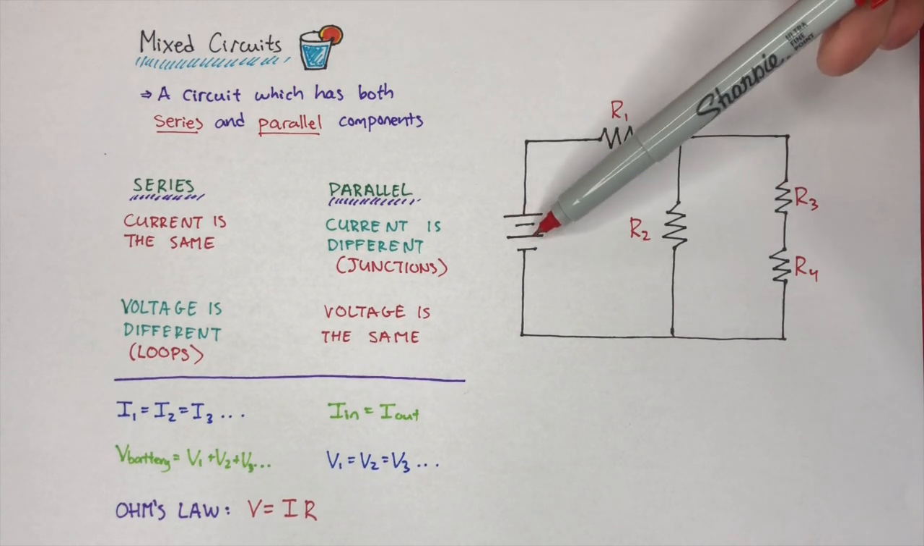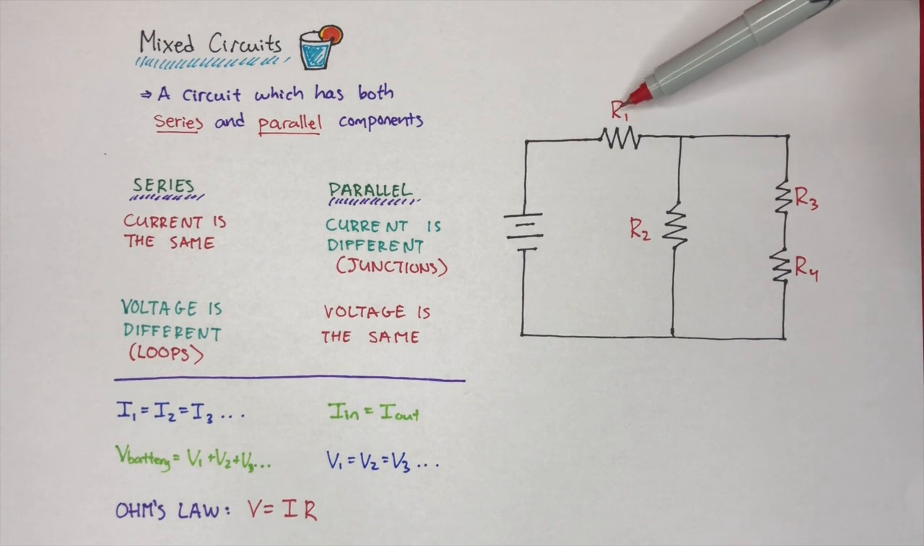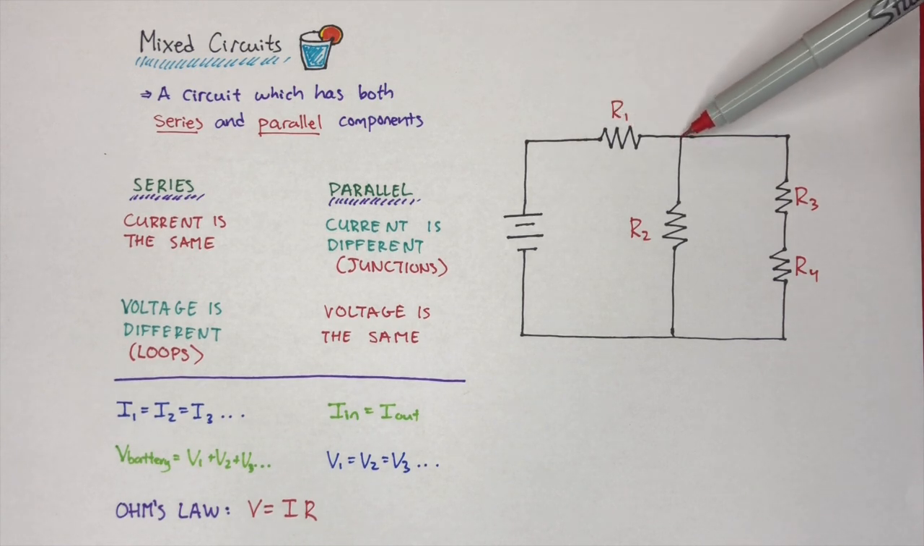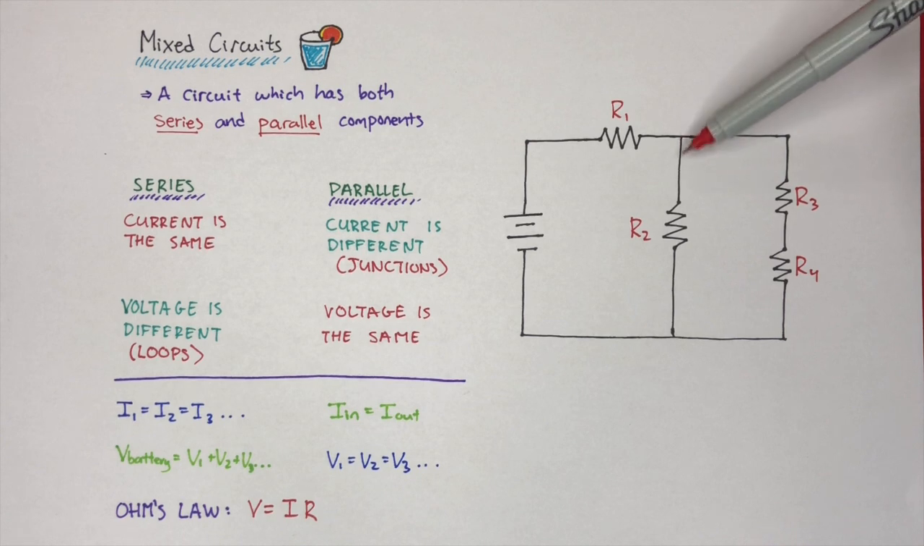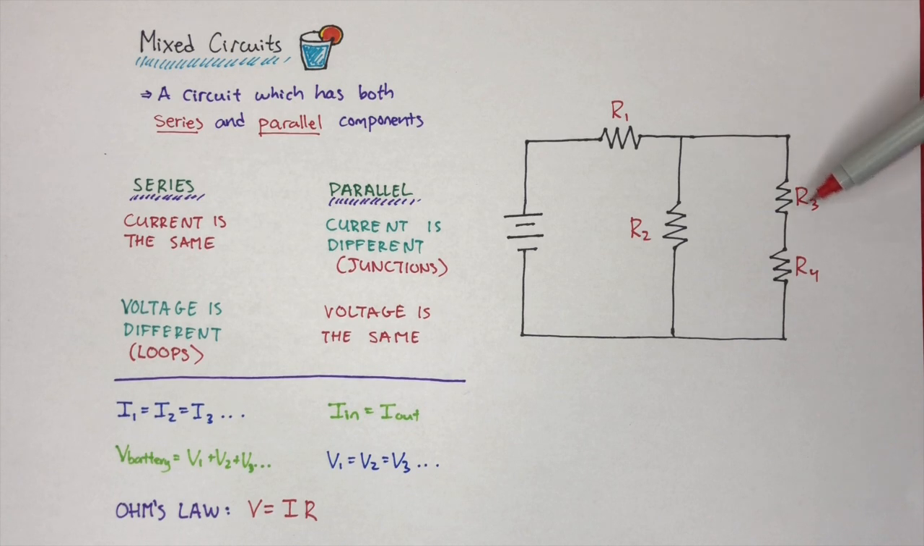We have a battery, and the current will leave the battery through the positive terminal, and it will cross R1. Now, when it reaches R1, it's going to reach a junction. And you might be thinking, well, this junction is going to split the current, and you're absolutely right, but it's also going to signify that we have a parallel component to this resistor. We can go even further and look at R3 and R4, and we notice that R3 and R4 are in series. So let's just analyze this circuit a little bit more.